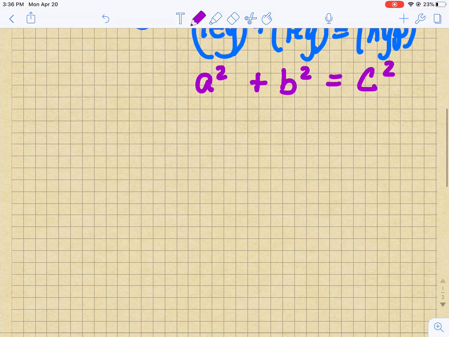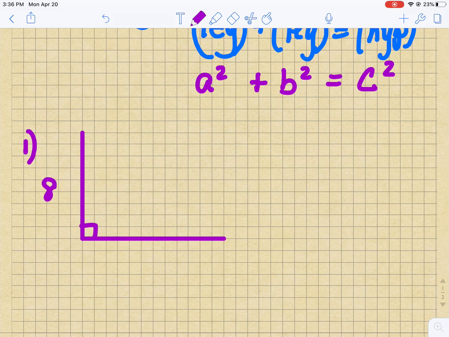Okay, so let's do a couple of examples. So number one, if I give you a right triangle, let's see if I can draw it nicely. Now this is not drawn to scale, obviously. Okay, I have a right triangle. One leg is 8, the other leg is 15, and I want you to find the third side, which is the hypotenuse. So what I like to do is assign my letters. Here's my A, because that's one of the legs. Here's my B, that's my other leg, and I'm really trying to figure out what C is.